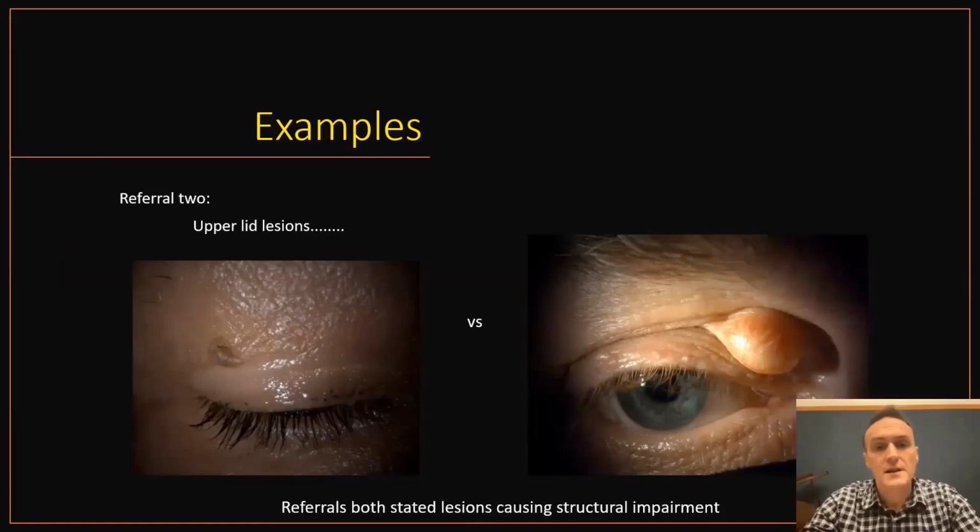The next pictures were both referred as lesions which were causing structural impairment. The one on the left, as you can see, is a very small lesion, obviously not impacting the vision, so this was deemed to be more aesthetically unacceptable and a cosmetic issue. This patient was obviously discharged. Whereas the one on the right obviously had a lot more issues with mechanical weight on the upper eyelid, and we were able to put this patient directly on the waiting list.